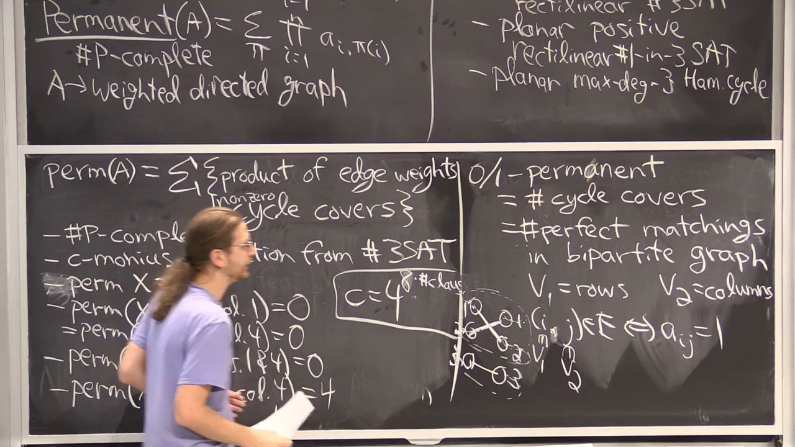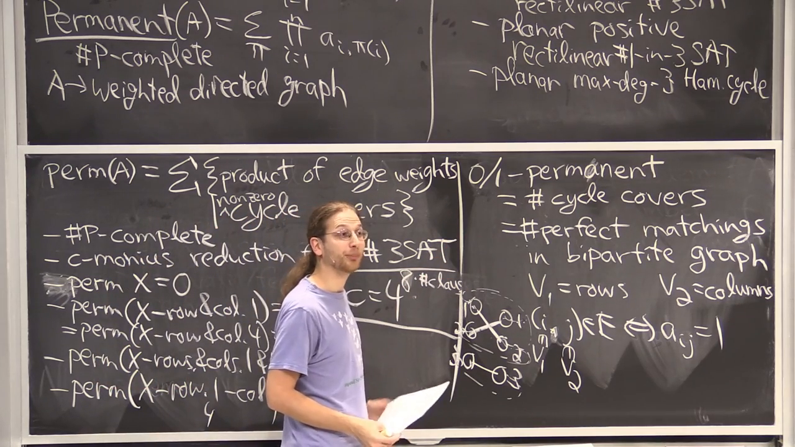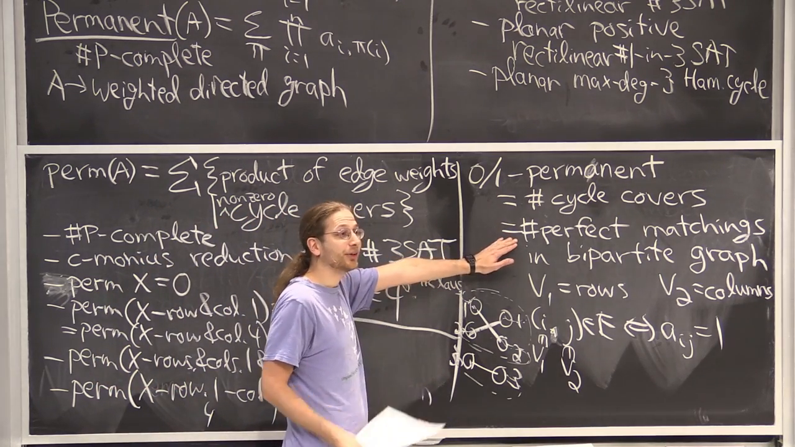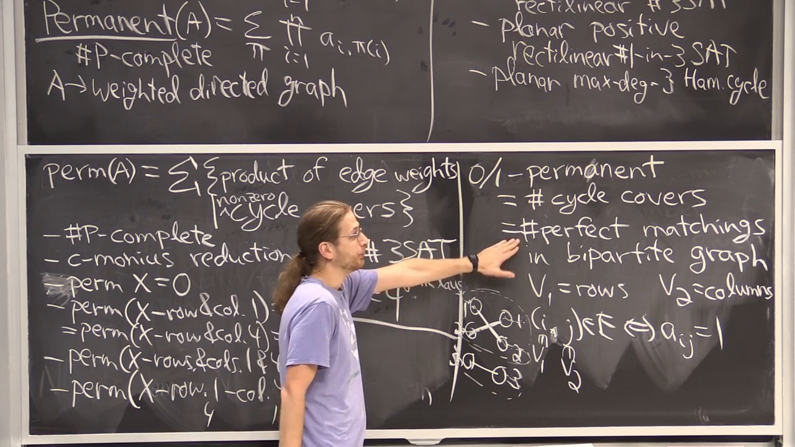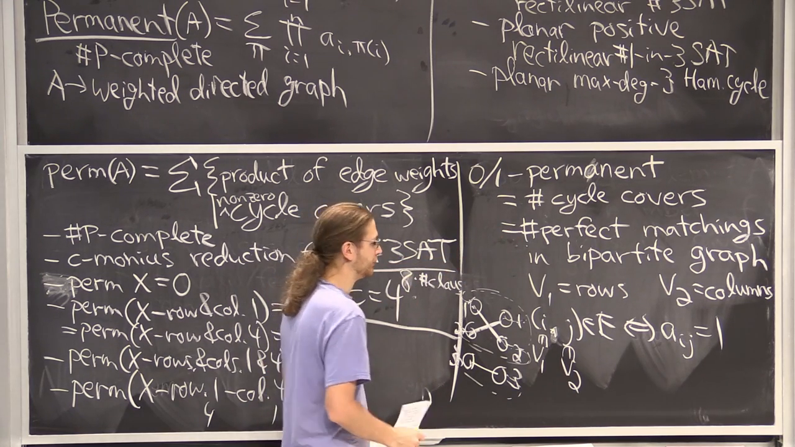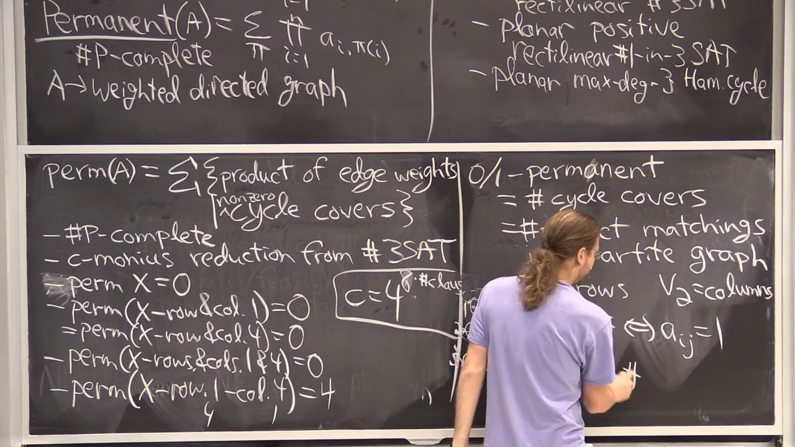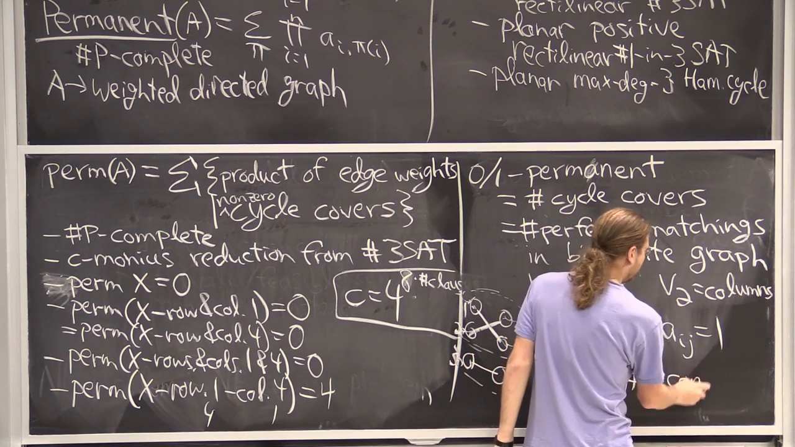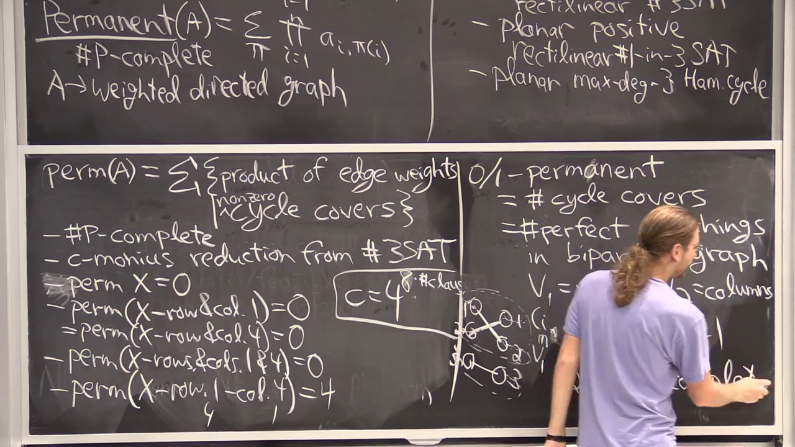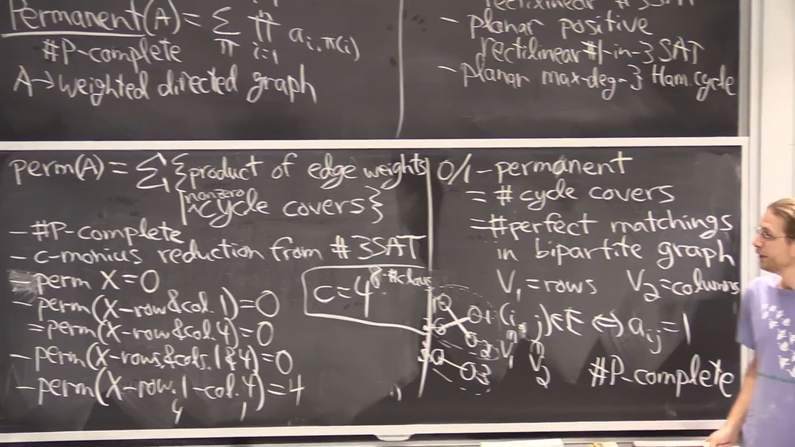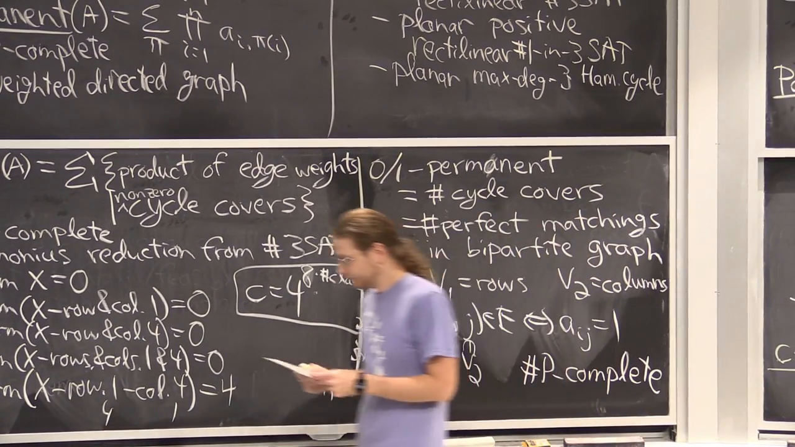Okay, this is cool because perfect matchings are interesting. In particular, perfect matchings are easy to find in polynomial time, but counting them is #P-complete. Getting back to that question, that's why we care about the 0, 1 permanent, or one reason to care about it. Let's prove that it's hard.